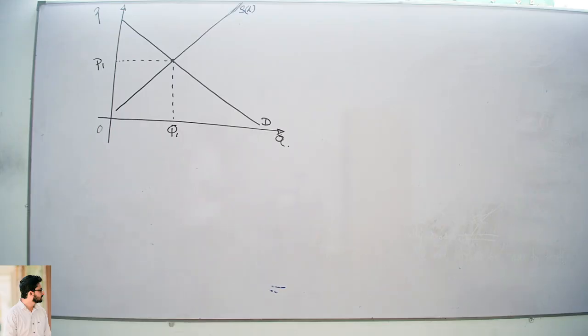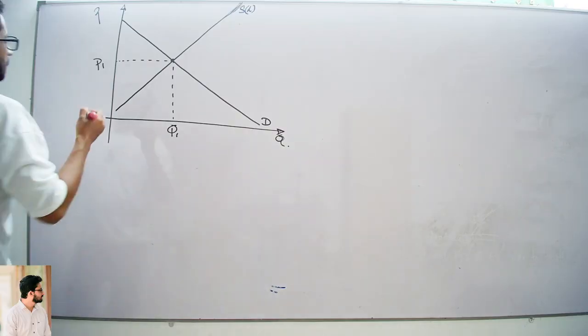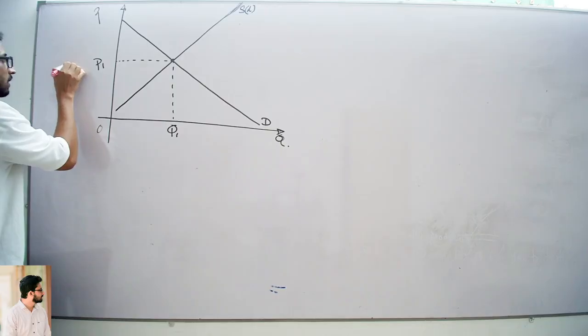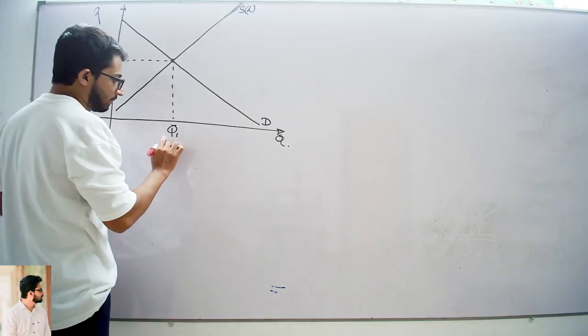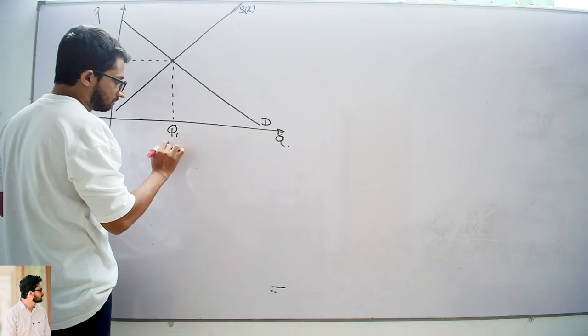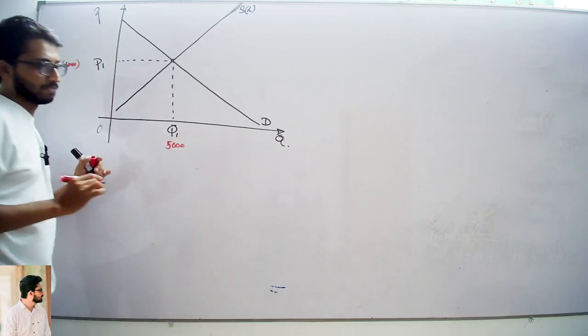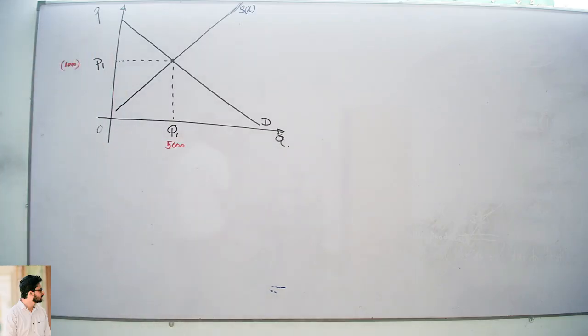Assume, putha, this is, let's say, footwear or shoes. Assume a pair of shoes, price is 1,000 rupees. Quantity is, let's say, 5,000 pairs of shoes. Right? This is the normal equilibrium level. Now the domestic market is in equilibrium.